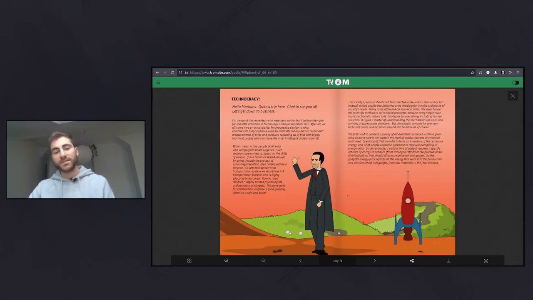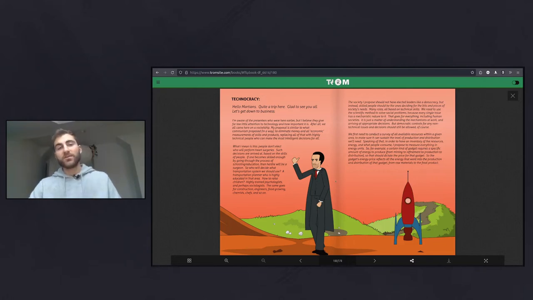Now, the first one is Technocracy. He says, "Hello Martians, quite a trip here, glad to see you all, let's get down to business. I'm aware of the presenters who were here earlier, but I believe they give far too little attention to technology and how important it is. After all, we all came here on a rocket ship. My proposal is similar to what communism proposed, in a way, to eliminate money and all economic measurements of skills and products, replacing all of that with highly technological people who can make the most intelligent decisions for all."